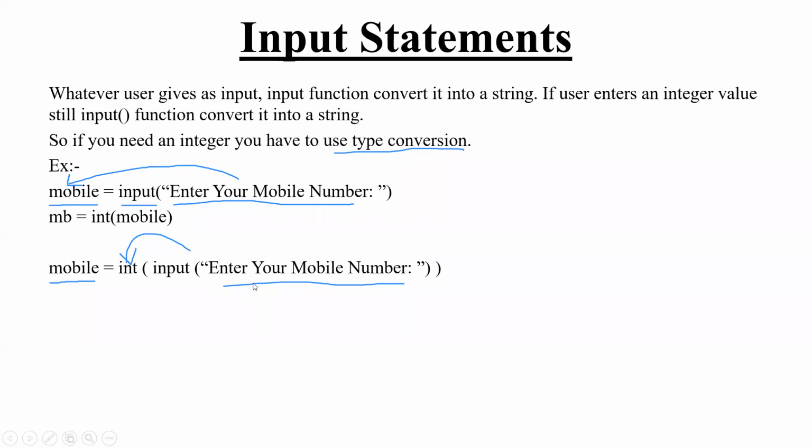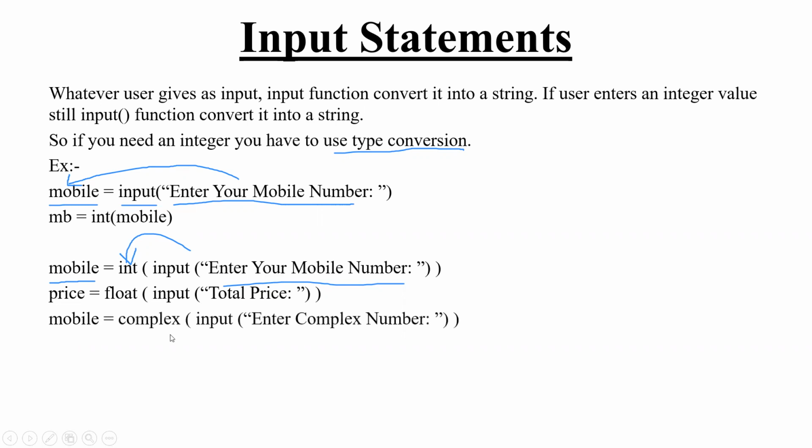Again, we will see more examples. Same thing if you are providing a floating point number, a decimal number. It will take the number and convert it into a decimal point number, nothing but a float value, and it will be assigned to price. Price is a variable here.